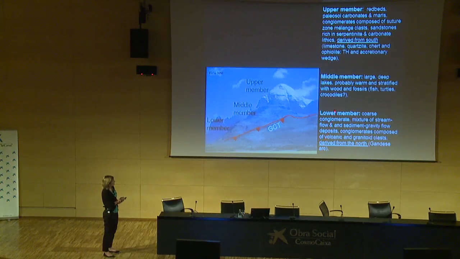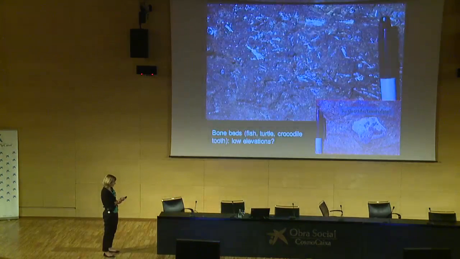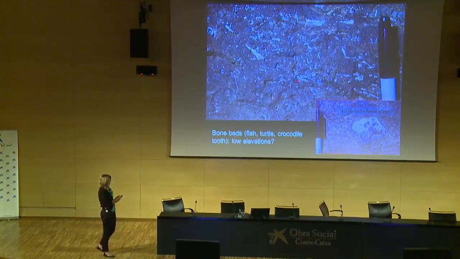And you do see a change in source when you look at the provenance of these deposits, suggesting a source from the north in the Gangdese arc in the lower member, and then shifting towards the south with limestone, quartzites and Tethyan Himalayan affinity rocks. So this is a photo of some of the facies from the middle member, the lacustrine beds, and you can see there are a lot of fossils.